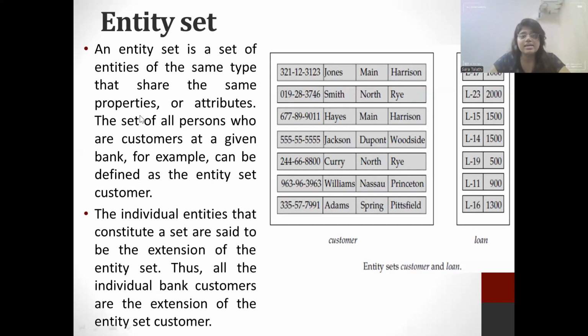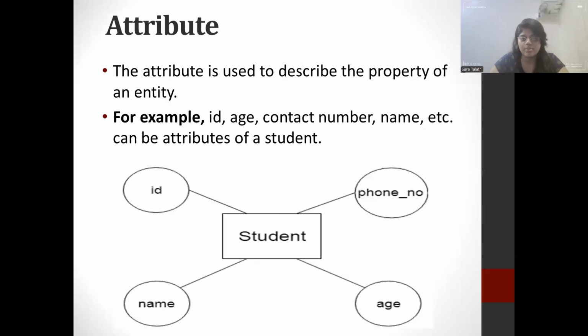An entity set is a set of entities of the same type that share the same properties or attributes. The set of all persons who are customers at a given bank, for example, can be defined as the entity set customer. The individual entities that constitute a set are said to be the extension of the entity set. Thus, all the individual bank customers are the extension of the entity set customer. This is basically telling you what the entity set is all about.